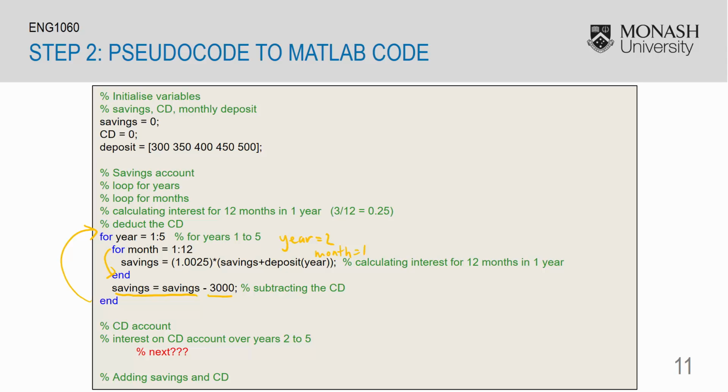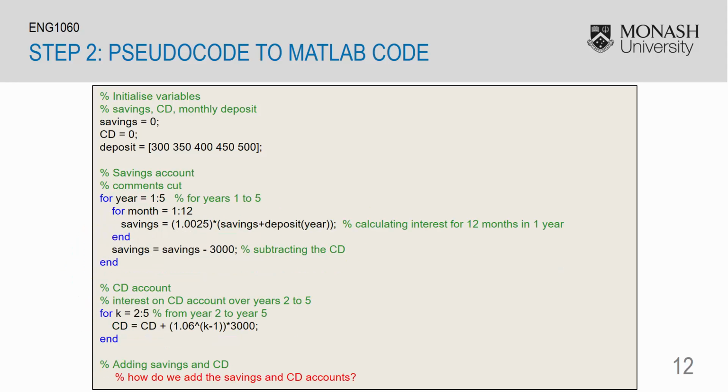So assuming that our savings account is correct, we can then move on to our CD account, which is the next portion of our pseudocode. With the certificate of deposit account, we need to calculate the interest over years 2 to 5. So this likely means that we will need a for loop. So we have for k equals 2 to 5. Our certificate of deposit is equal to certificate of deposit plus 1.06, which is our interest rate, multiplied by 3,000.